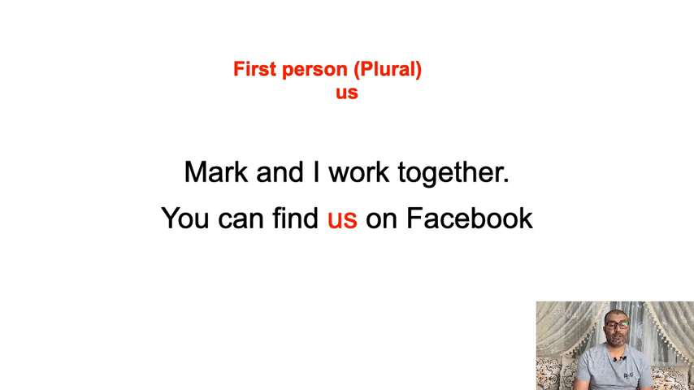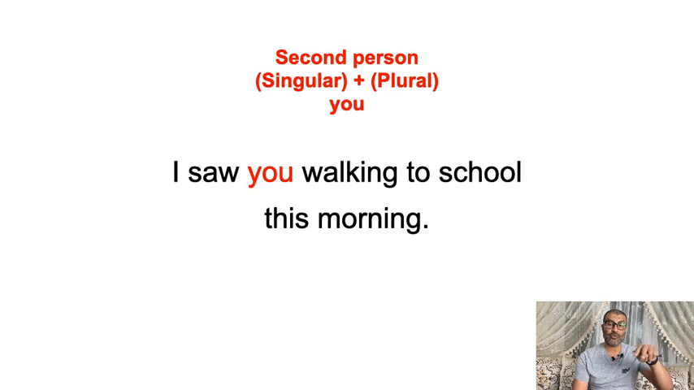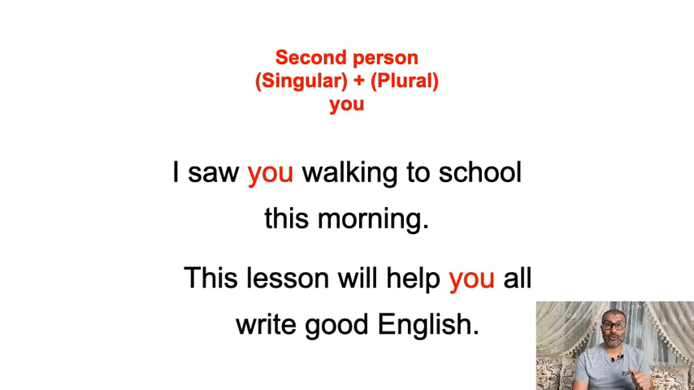Okay? So second person, singular and plural. This is together. Give you an example. I saw you walking to school this morning. Another example, this lesson will help you all write good English. So this lesson will help you all, not just one person, but all of you. This is plural. So the first sentence, I saw you walking to school this morning, is a singular second person. I saw you, just you, one person. The second example, this lesson will help you all, is more than one person.